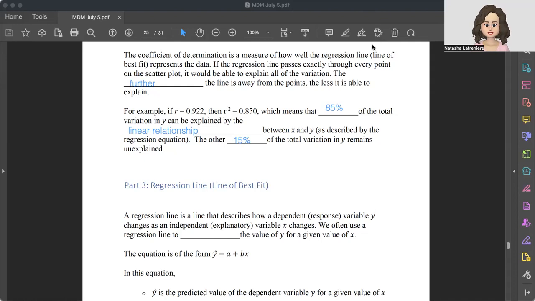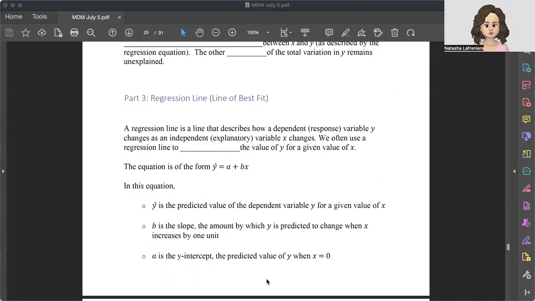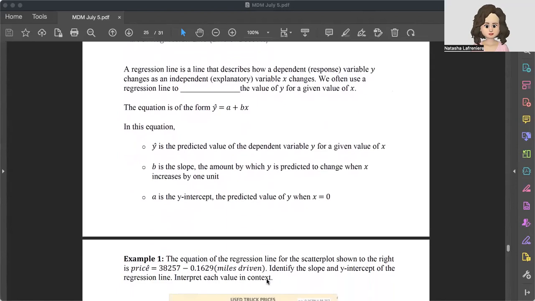So then I'm going to clear this, and we're going to go to the regression line, which is your line of best fit. A regression line is a line that describes how a dependent variable Y changes as the independent variable X changes. We often use a regression line to predict the value of Y for a given value of X.